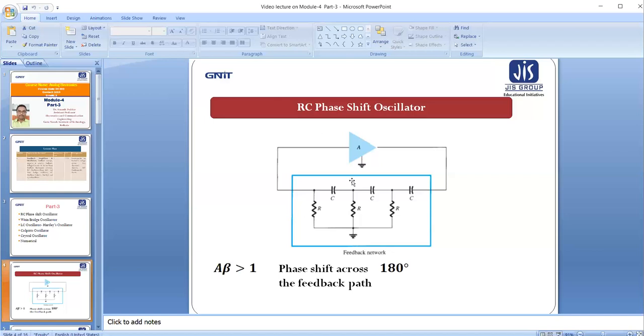Basically this amplifier will be an inverting amplifier. So again there is a 180 degree phase shift from input to output. So 180 plus 180, 360 degree phase shift will occur. Therefore we will get a constant oscillation.